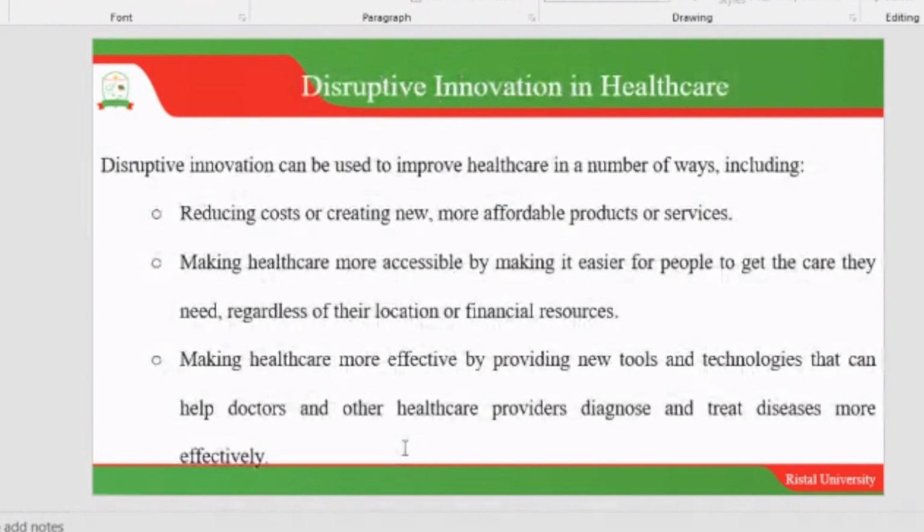Okay, so disruptive innovation can be used to improve healthcare in a number of ways, including reducing the cost or creating new and more affordable products, and making healthcare more accessible by making it easier for people to get the care they need, regardless of their location.